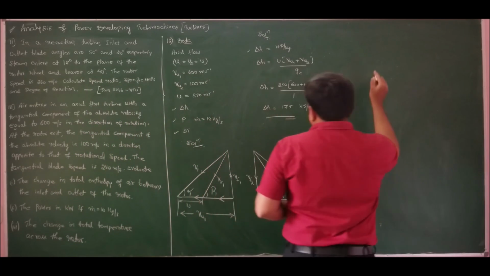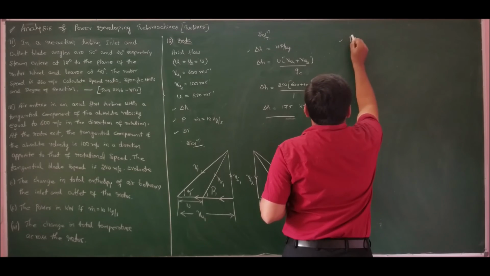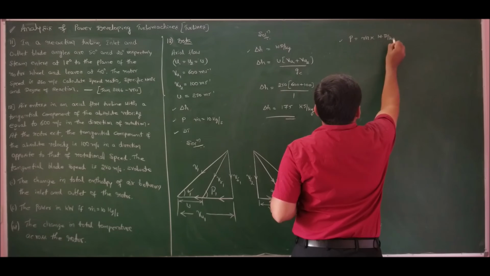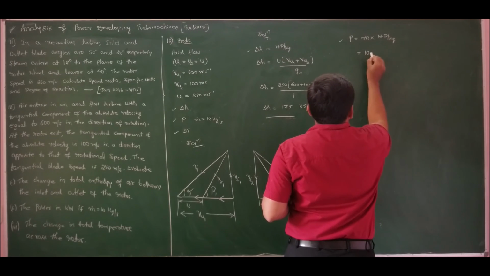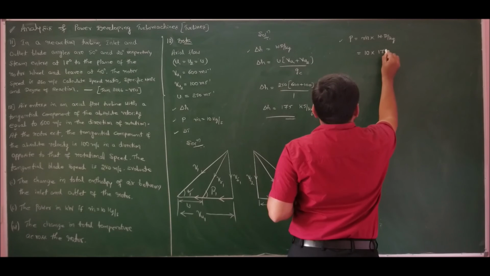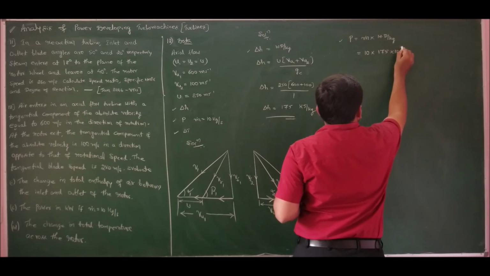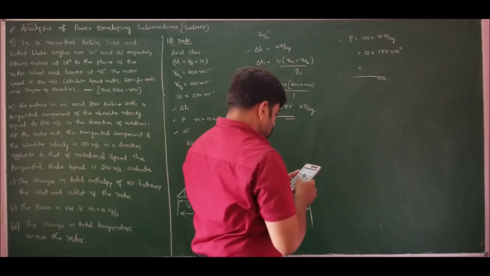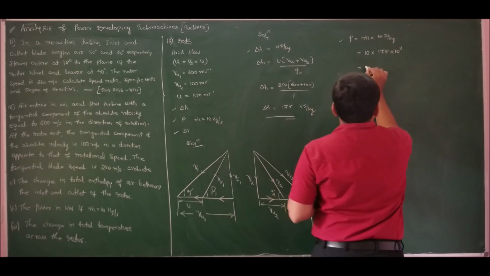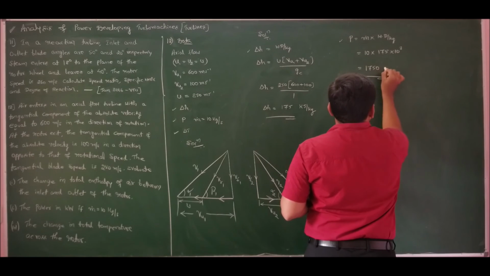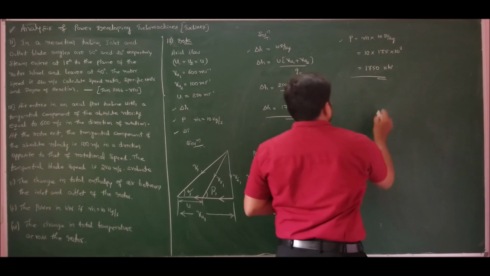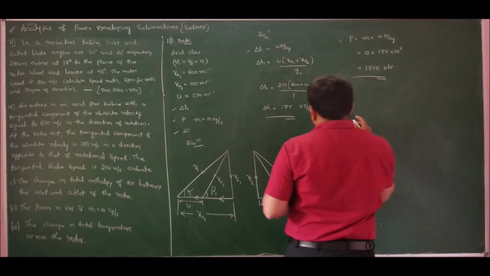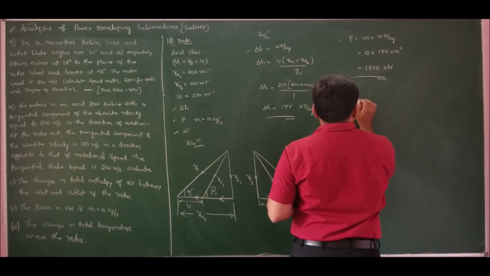Now he is asking the power developed. We know that power developed is equal to mass flow rate into work done per kg. Mass flow rate is 10 kg per second. Work done per kg is calculated as 175 into 10 to the power of 3 joules per kg. So multiplying it by 10, I will get 1750 kilowatts.